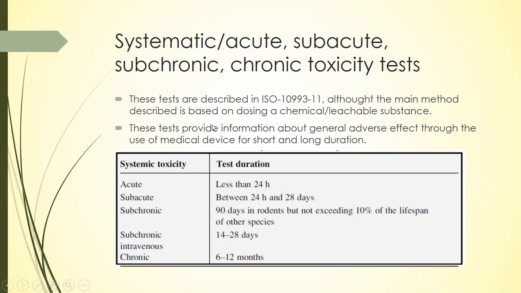So systemic toxicity, if it is an acute test, then test duration has to be less than 24 hours. If it is subacute toxicity, 24 hours to 28 days is your duration. If it is a subchronic toxicity, then 90 days in rodent, but not exceeding 10% of the lifespan of other species, right? And subchronic toxicity, you have 14 to 28 days, and this also includes intravenous toxicity. And then chronic toxicity, you have to test it for 6 to 12 months.